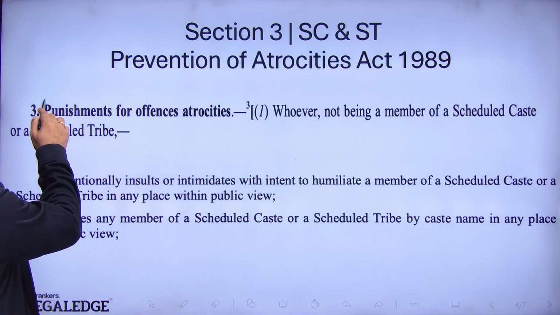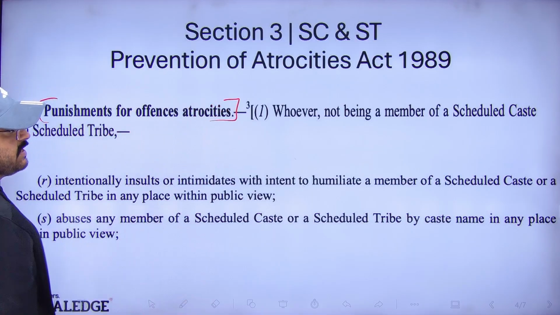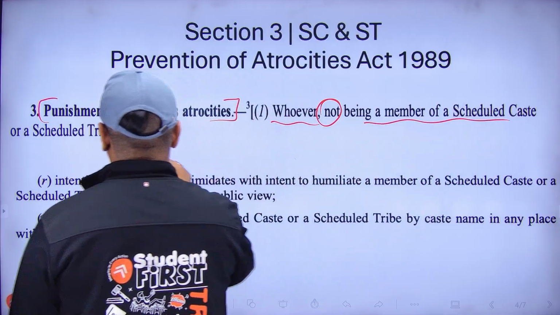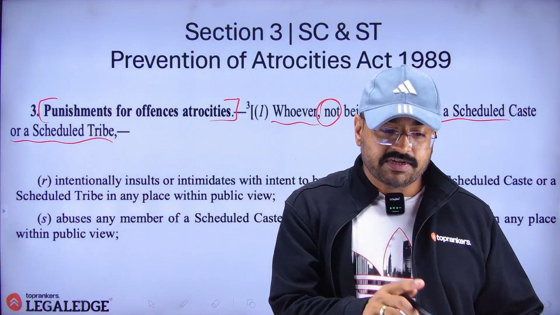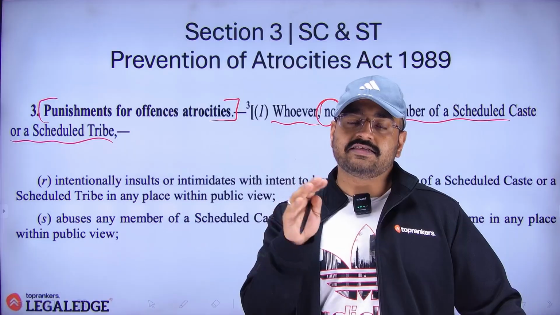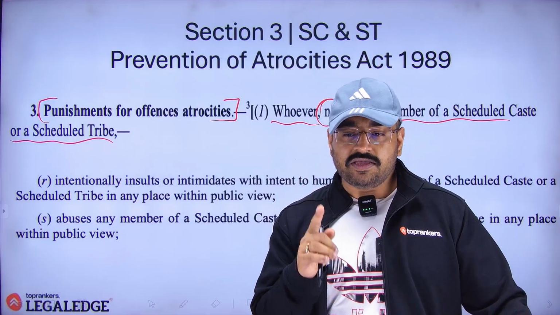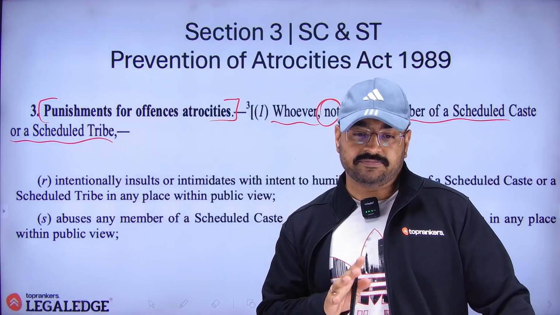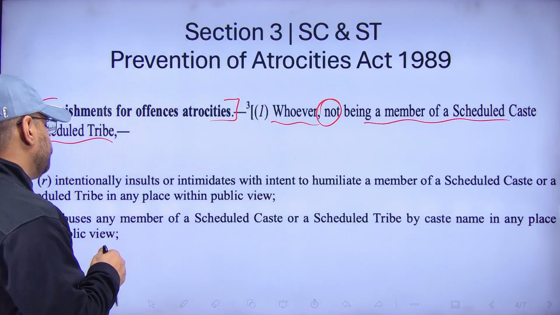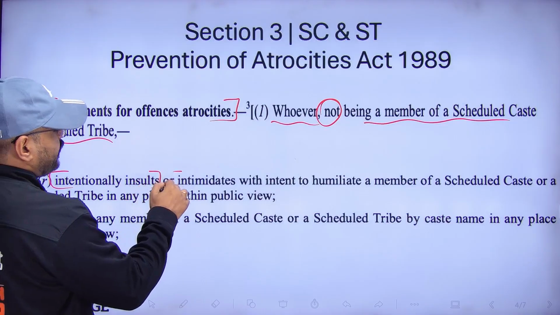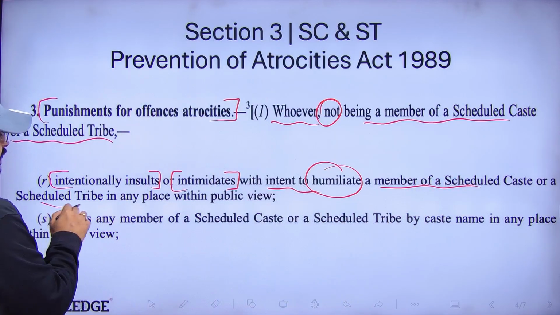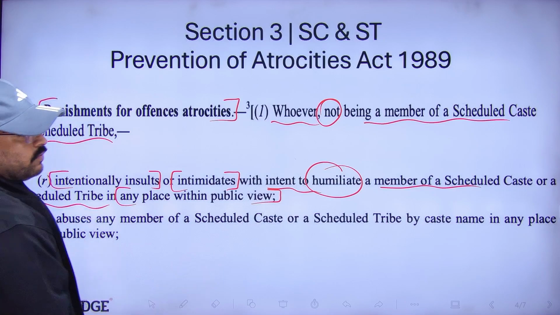So section 3 talks about punishment of offenses, atrocities. ठीक है? So it says that whoever not being a member of the scheduled caste or scheduled tribe, इसी वजह से मैंने शुरुआत में ही आपसे कहा that any person who is being booked under the SC/ST Act as an offender will always be a person who is not a member of the SC/ST community. Whoever not being a member of the scheduled caste or scheduled tribe intentionally insults or intimidates with the intent to humiliate a member of the SC/ST in any place within a public view.